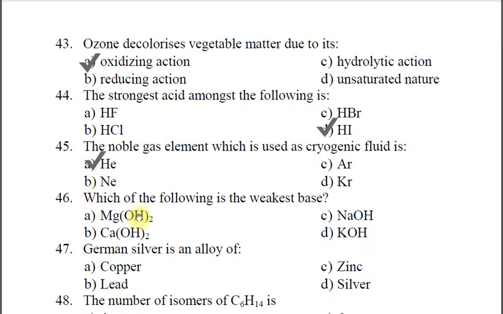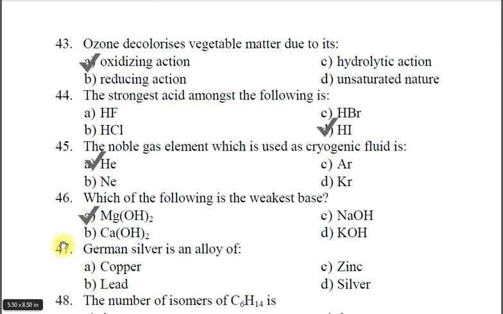Question number 46. Which of the following is the weakest base? A. Mg(OH)2, B. Ca(OH)2, C. NaOH, D. KOH. Magnesium hydroxide, calcium hydroxide, sodium hydroxide and potassium hydroxide. The correct one is the option A, which is magnesium hydroxide. Magnesium hydroxide is the weakest base because of its low solubility. It does not dissociate.